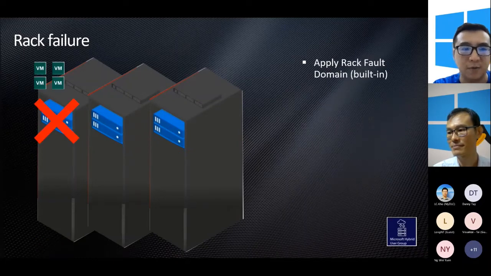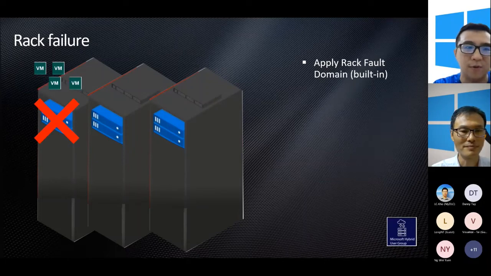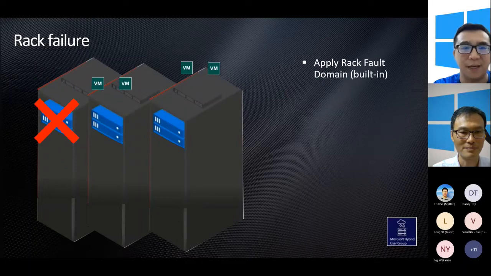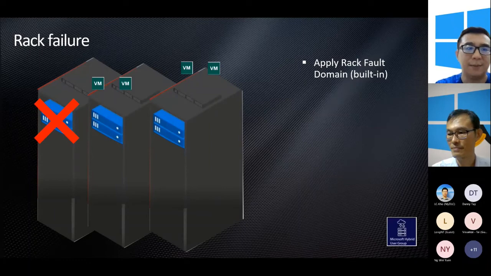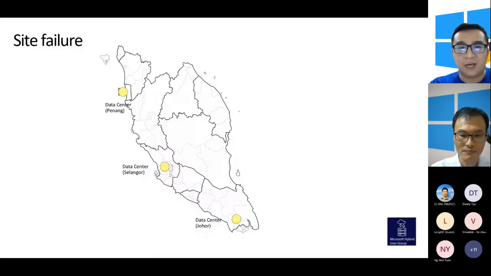In the case that rack number 1 fails, the VMs inside will automatically fail over to the remaining rack. To do that, you need to apply the rack fault domain, and this is also a built-in capability in Azure Stack HCI.